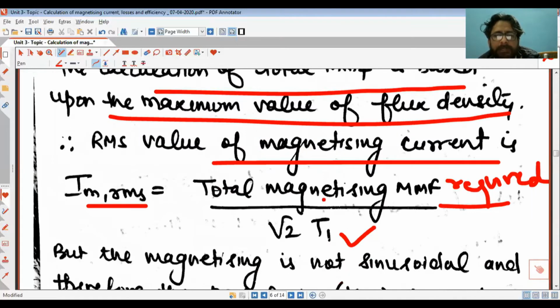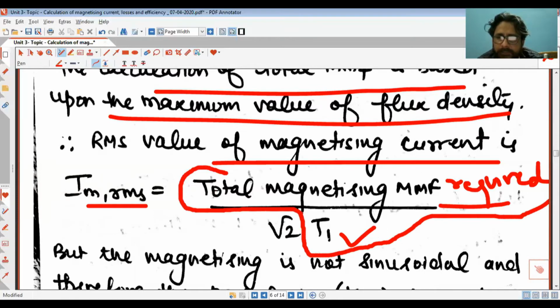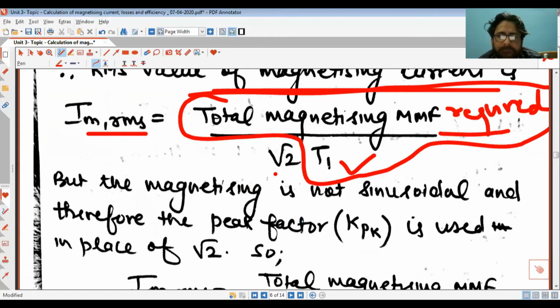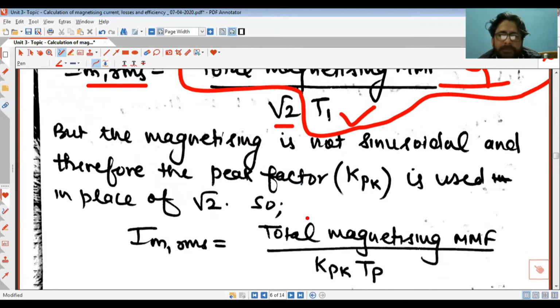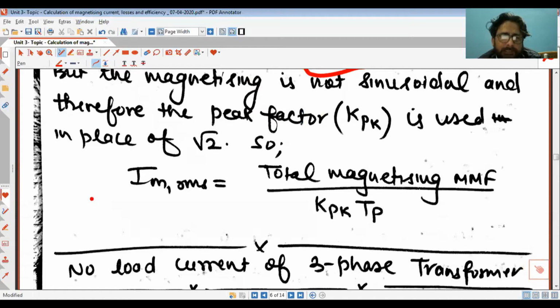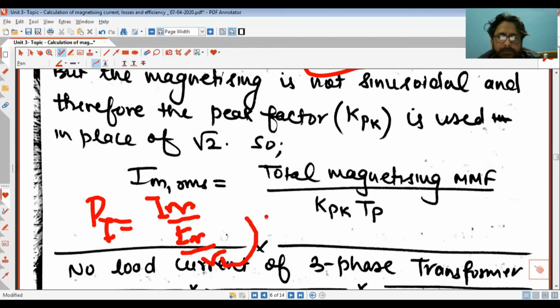Okay, where total magnetizing MMF required by T1 is the peak value of magnetizing current. It is the peak value. Which one? This part, this one. This one is the peak value of the magnetizing current. Now magnetizing current, if we replace root 2, because for a sinusoidal case the peak factor is Im by Im by root 2, so it is root 2.